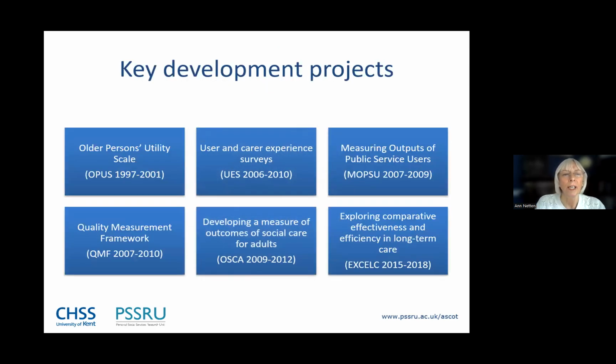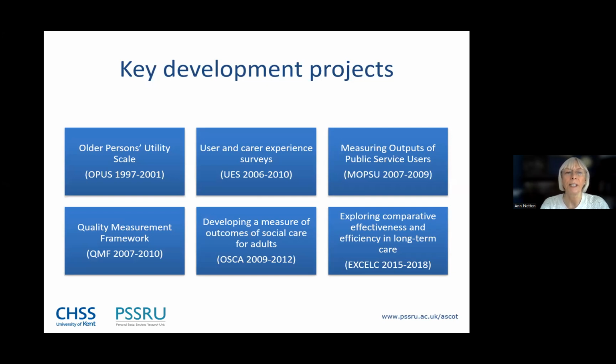So the first project that we undertook was called OPUS, or the Older Persons Utility Scale, and I'll be talking about that in some depth in a minute. Then there were a series of studies which were fed into the user and carer experience surveys, which were important in our development of ASCOT. The Measuring Outputs of Public Service Users, or MOPSU project, was brought on by interests from the Office of National Statistics, and the quality measurement framework then led on from that work.